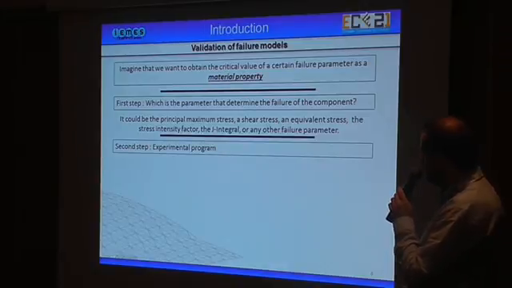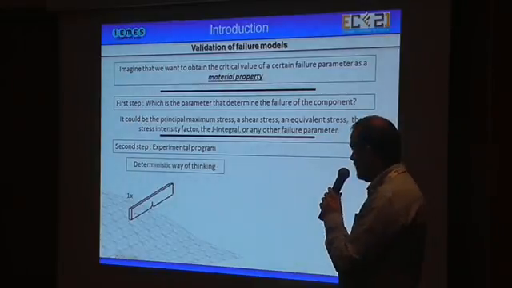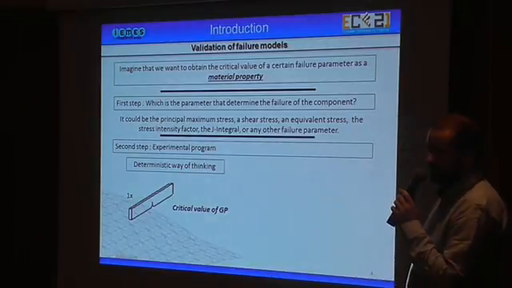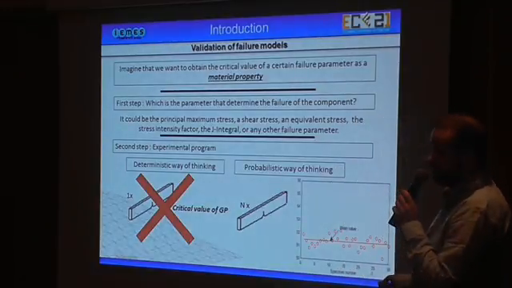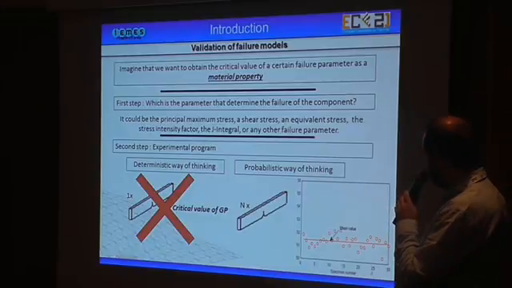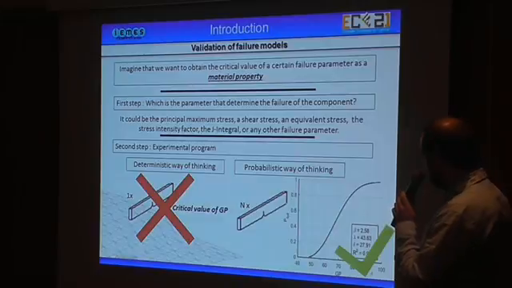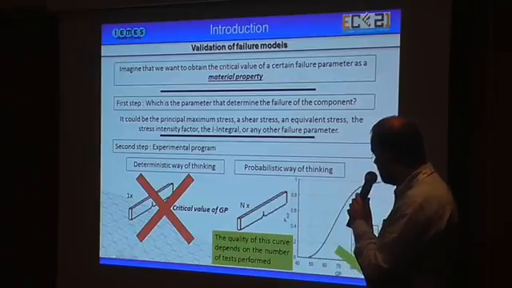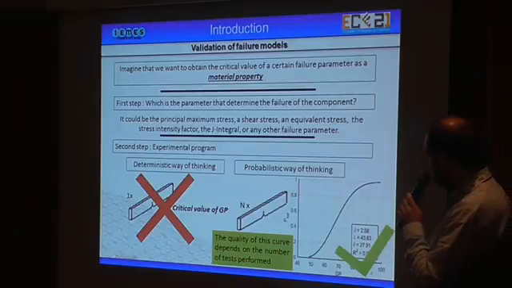And the second step is to perform an experimental program. If we are thinking in a deterministic way, we can make only one experiment and obtain the critical parameter. But as you know, we always have some scatter, so we must perform more than one experiment and fit our results and obtain the mean value, or better, obtain a relation between our generalized parameter or critical parameter and the probability of failure related with a Bayes equation. And it's important to notice that this relation, this curve, depends on the number of tests performed.